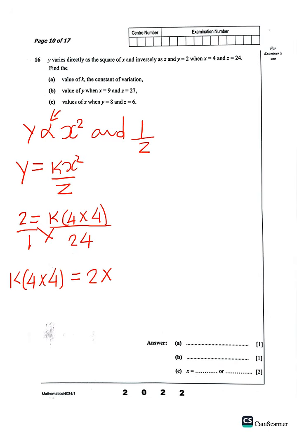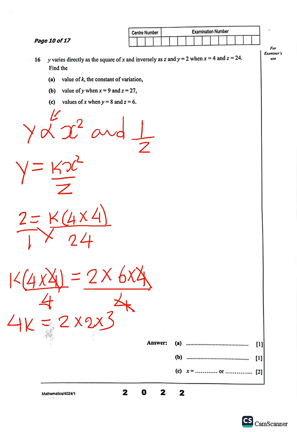I like to break the numbers into parts. 24 is the same as 6 times 4. So if I cancel this 4 with this 4, you can see that here we have 1k is equal to 2 times 6, and 6 is the same as 2 times 3, over 4 over 4. We know that these cancel, so our k is equal to 3.